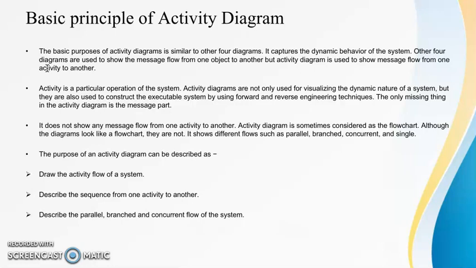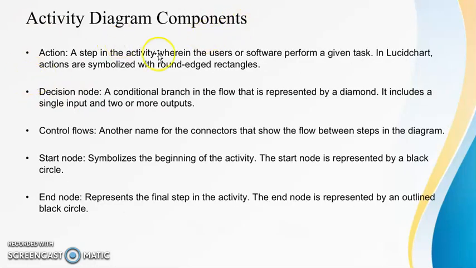The purpose of an activity diagram can be described as: draw the activity flow of a system, describe the sequence from one activity to another, and describe the parallel, branch, and concurrent flow of the system. Activity diagram components are these.